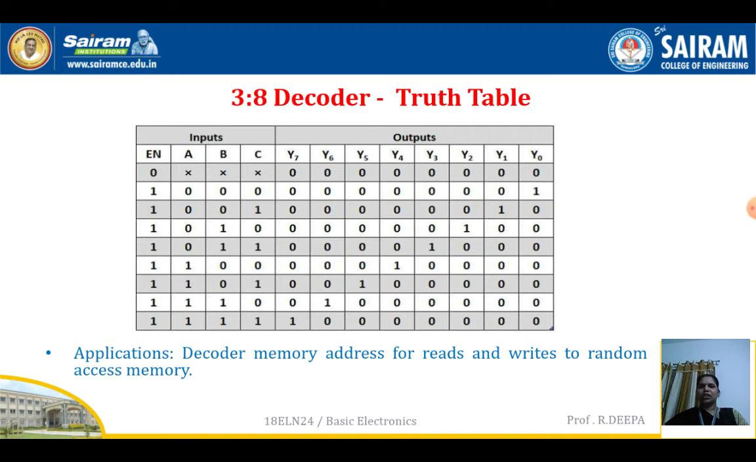So the main application of this decoder is memory data access for reading and writing to random access memory. In microprocessors, you will be using this decoder in order to read or write the memory addresses. So this is the main application of the decoder.